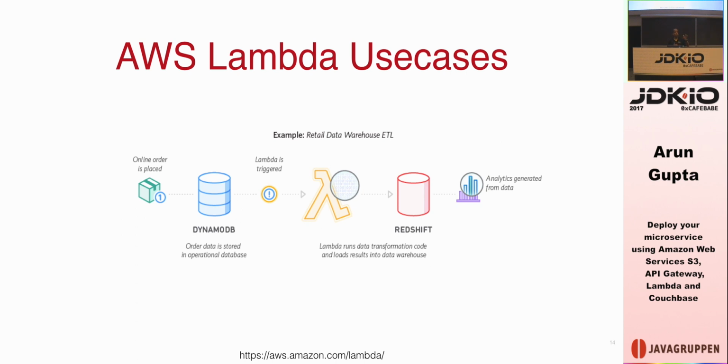Another classical example, an online order is placed, for example. Once you place the order, the details of that order go into a DynamoDB database, which is again a NoSQL database managed service by AWS. Now, a Lambda function can be triggered by a row being added to the DynamoDB database, and you trigger the Lambda function. That Lambda function then runs the data transformation code and loads the results into the Redshift database, which is the data warehousing solution by AWS. And then you can generate analytics from that data. So as soon as your order is placed, you're generating the full analytics of it by virtue of using a Lambda function.